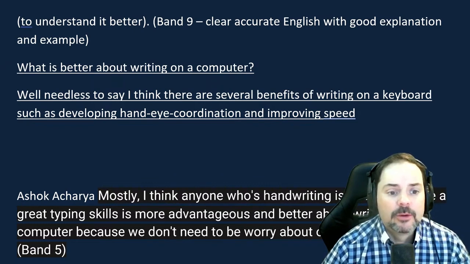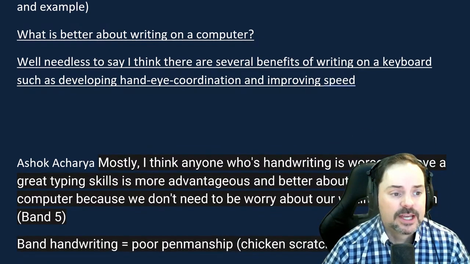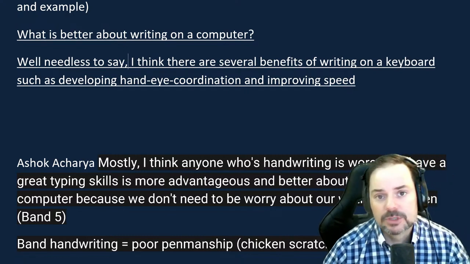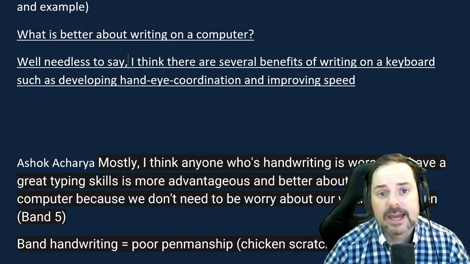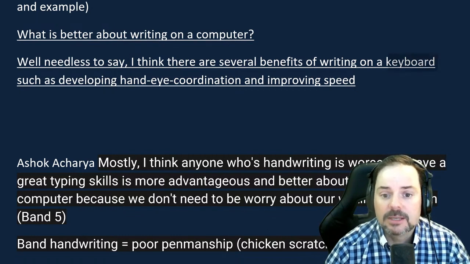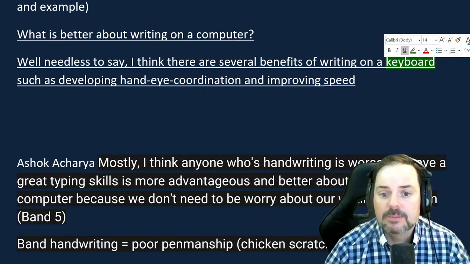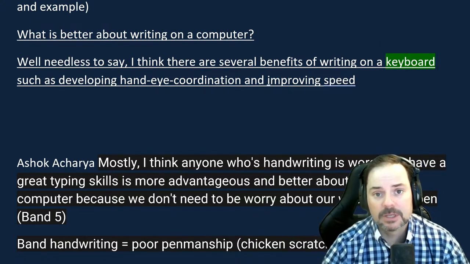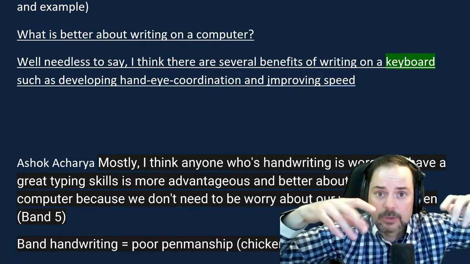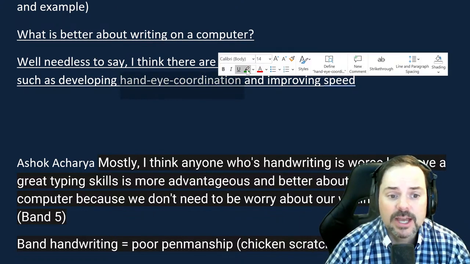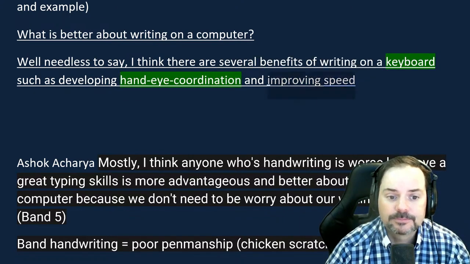What is better about writing on a computer? Dewey said, well, needless to say. So good use of those leading expressions. You use them naturally, not awkwardly. Okay, you said, well, needless to say, I think there are several benefits of writing on a keyboard. Look at this word here, keyboard. Instead of saying computer, Dewey said keyboard, and that's brilliant because, in fact, that is the tool that we're using to write on, right? Such as developing hand-eye coordination and improving speed.